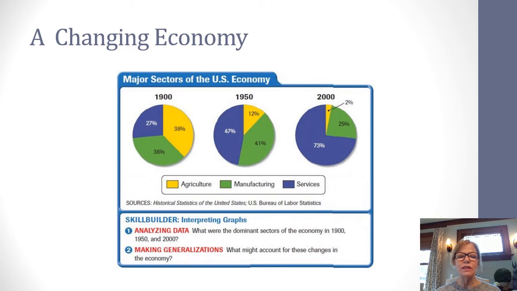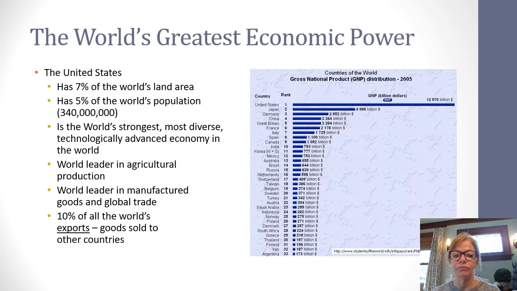If you look at the major sectors of the economy, this is a different way of looking at it. In 1900, about 38% of the population was involved in agriculture, 36% in manufacturing, and 27% in service. Agriculture in 1950 gets small, 12%, and now it's only 2%, and the service industry is about 73% of the economy. So you can see how it's changed over time.